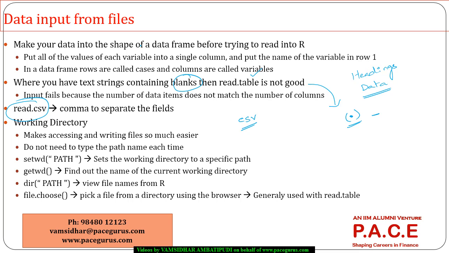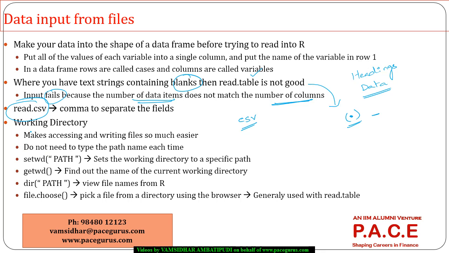But read.table is good as long as your data contains numbers, or even text, if that text does not contain any kind of blanks. When I say blanks, even the space between two words within a single cell should not be present. So the input fails because the number of data items does not match the number of columns. Only when the number of items matches the number of columns does read.table become usable for reading data from a text file or from a spreadsheet into R.